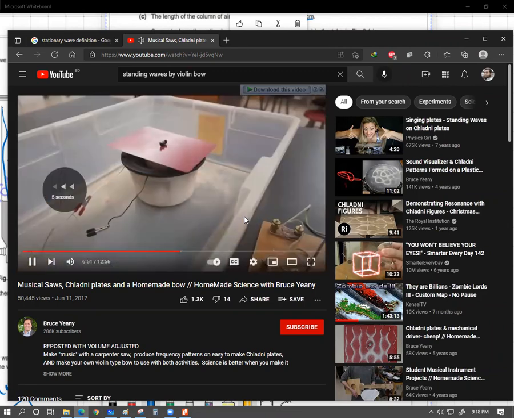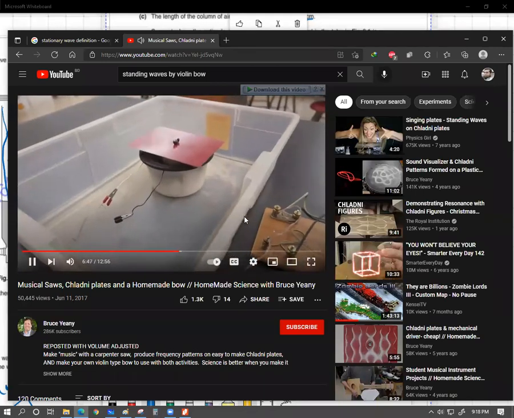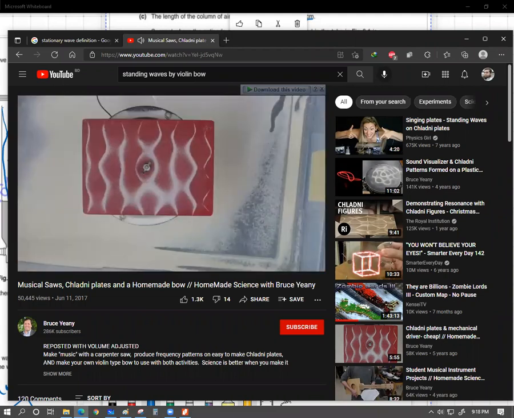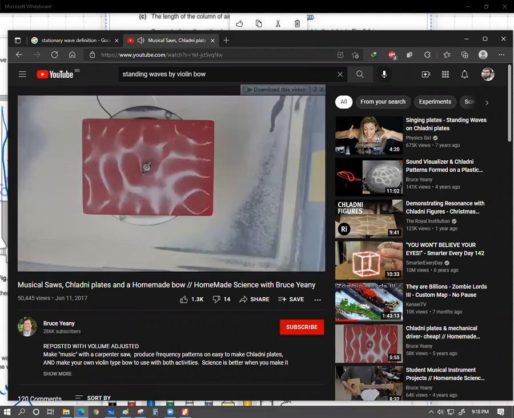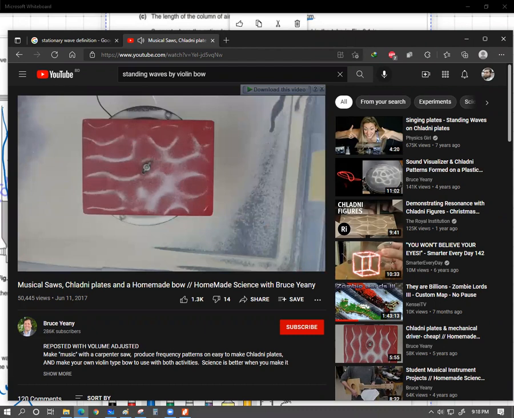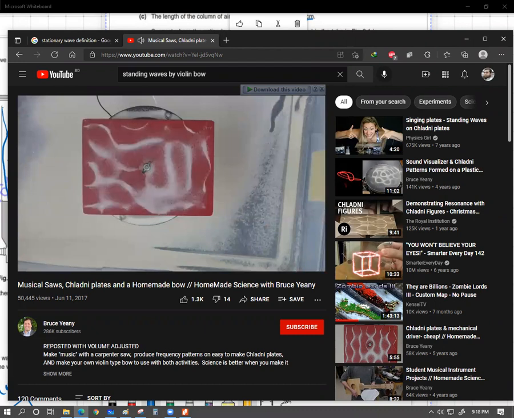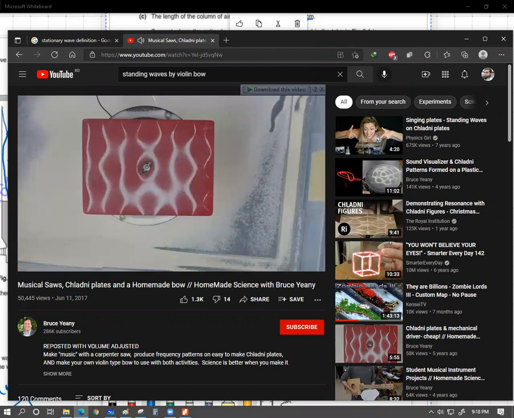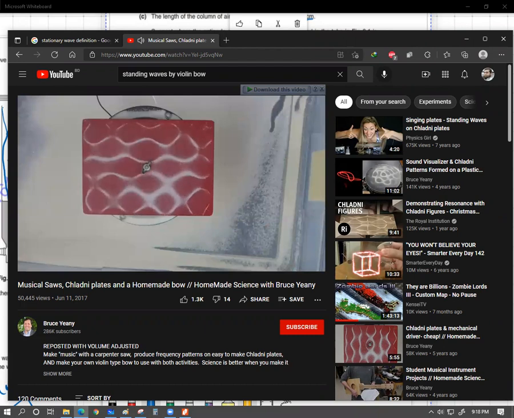So have a look at this one, how this driver is sitting in a tub to catch the sand as it comes off the plates. This is a mechanical vibrator. I can adjust the frequency and get different patterns. You can have different shapes, changing the position of the nodes and antinodes on the table.